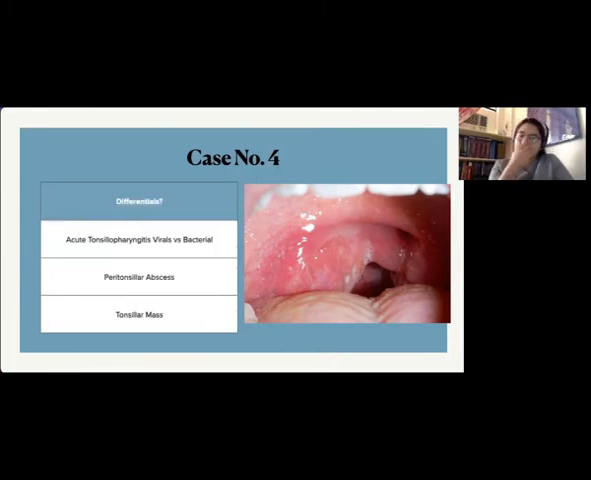So what are the differentials? For this one, you could think of acute tonsillopharyngitis, viral versus bacterial. You can also think of a peritonsillar abscess. Usually in a peritonsillar abscess, the uvula is already deviated towards the opposite or unaffected side. This is our uvula, and there is swelling on the peritonsillar area. Also, you can think of a tonsillar mass.